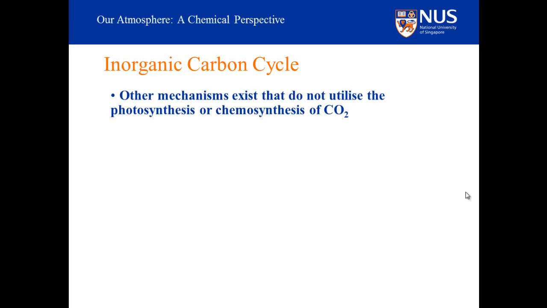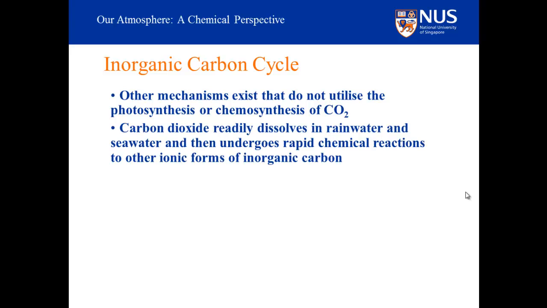The photolysis of carbon dioxide to reduced carbon in organic matter and its subsequent reoxidation to carbon dioxide through respiration, decomposition and weathering is central to the organic carbon cycle. But there are other sources and sinks for atmospheric carbon dioxide. Carbon dioxide readily dissolves in rainwater and seawater and then undergoes rapid chemical reactions to other ionic forms of inorganic carbon.